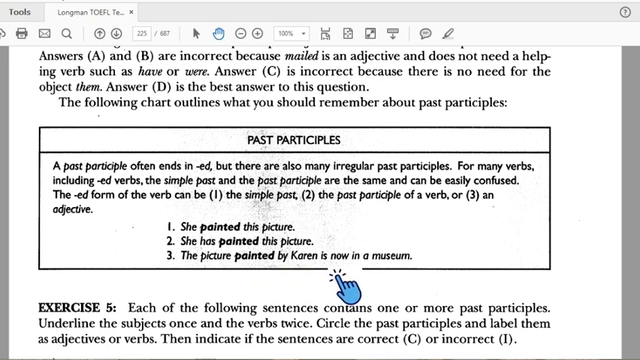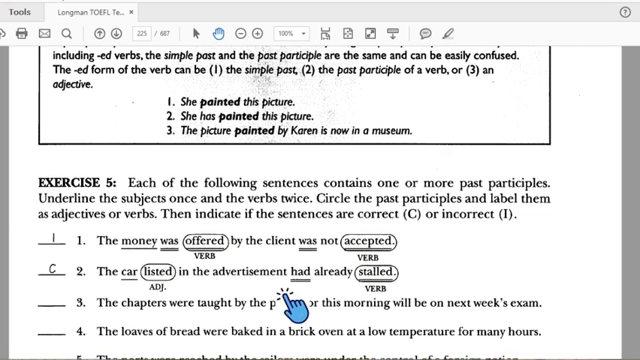Okay, this one is an adjective because there is no be, there is no verb. Okay, you have to make a difference between number 3 and number 1. This is past tense because it is subject and verb, but this one is not past tense. It's an adjective because there is a verb here.